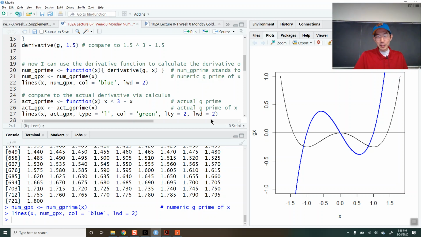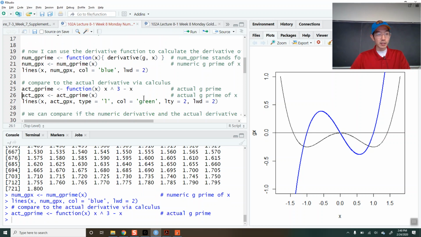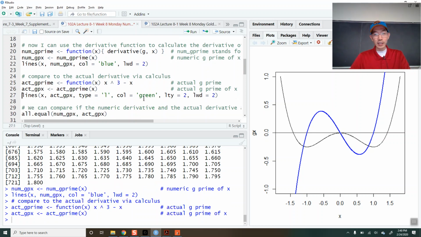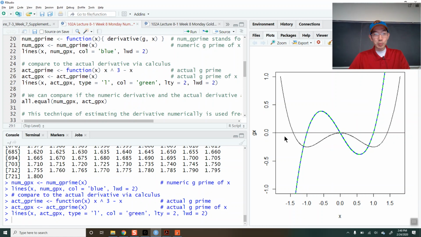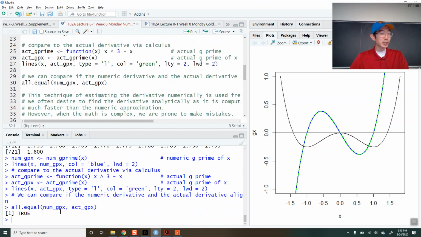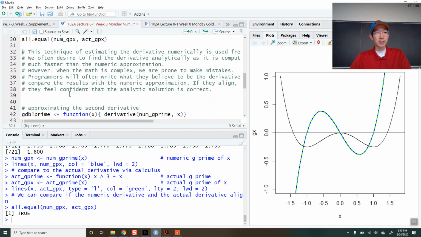So anyway, this is what the derivative looks like at the inflection points right here. That's where you have an inflection point. That's where the derivative has a local max or local min, right? That's when it changes from concave up to concave down, things like that. Here, the actual derivative is x cubed minus x, and I can calculate the actual derivative. Here, I'm plotting the actual derivative over our estimated derivative, and we see that they're the same. And if I do all equal, it comes back true. So that's a good sign.